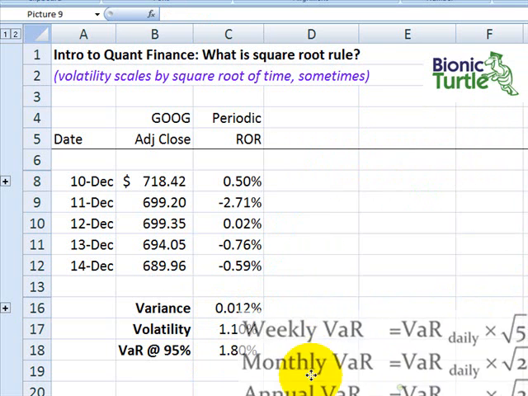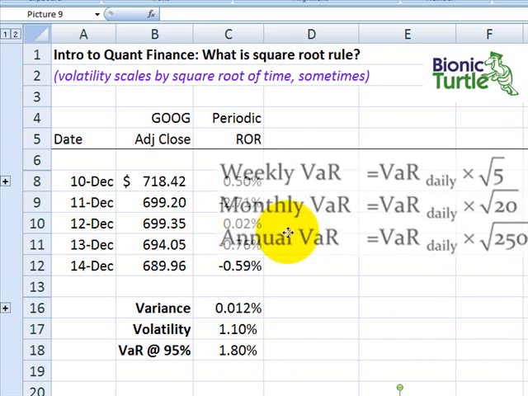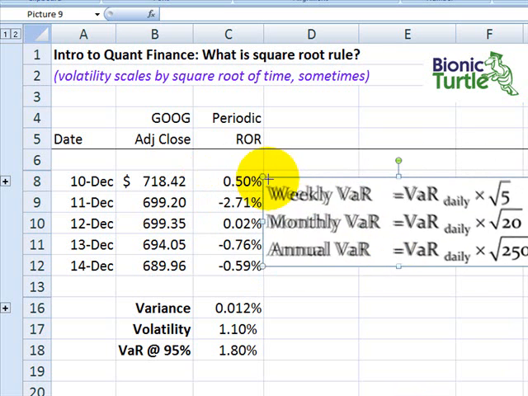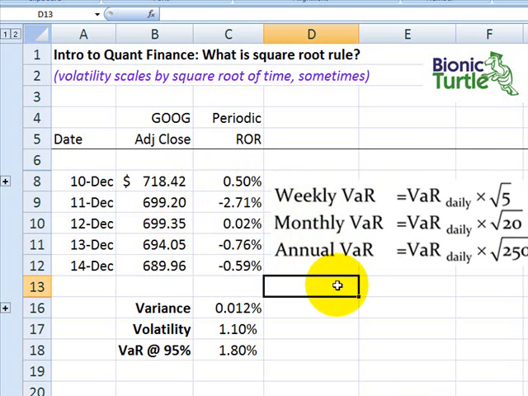I'm going to drag this up. It ends up being very straightforward. It's a little large here. Shrink it down. Volatility scales by the square root of time. So if we have a daily VaR here, let me just take this first one. If we have a daily VaR and we want to scale it to a weekly VaR, and I've got VaR here, but by the way, this applies to volatility.